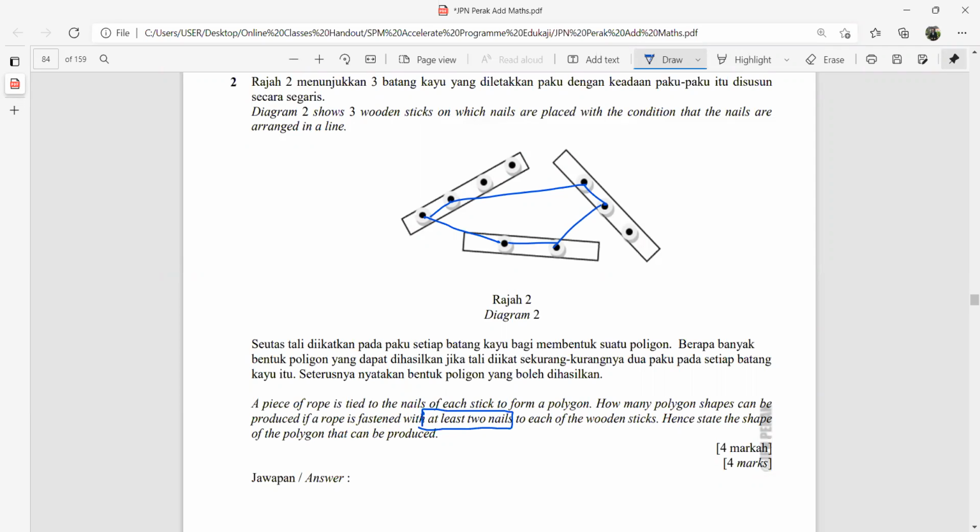Okay. If, let's say, at least two nails, confirm you can see it's a hexagon. This one confirm hexagon, right? Already very clear here. 1, 2, 3, 4, 5, 6. 6 sides, right? Hexagon. The thing is, how many hexagons can be formed?